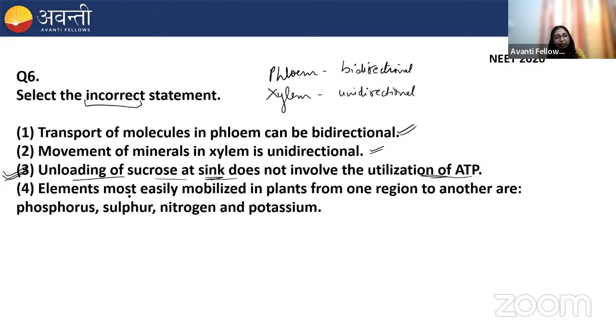Option 4 says the elements most easily mobilized in plants from one region to another are phosphorus, sulfur, nitrogen, and potassium. All these elements are mobile elements, but calcium is an immobile element. Remember this. I hope it is clear now.